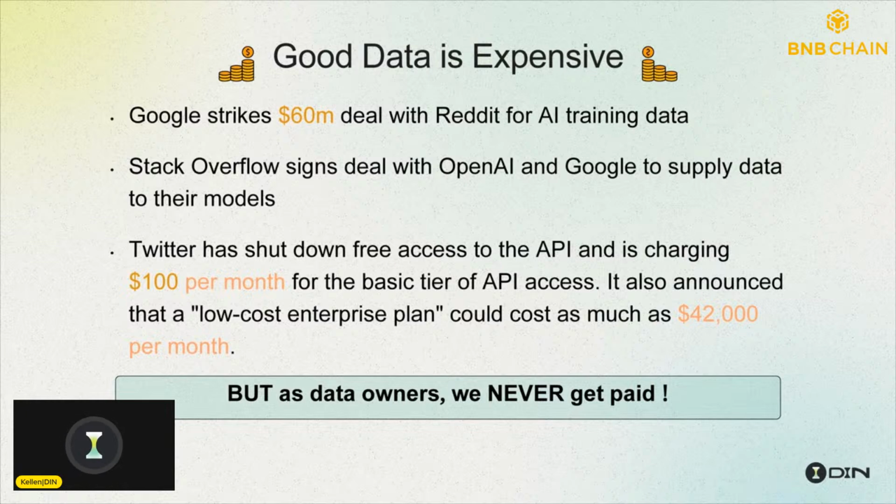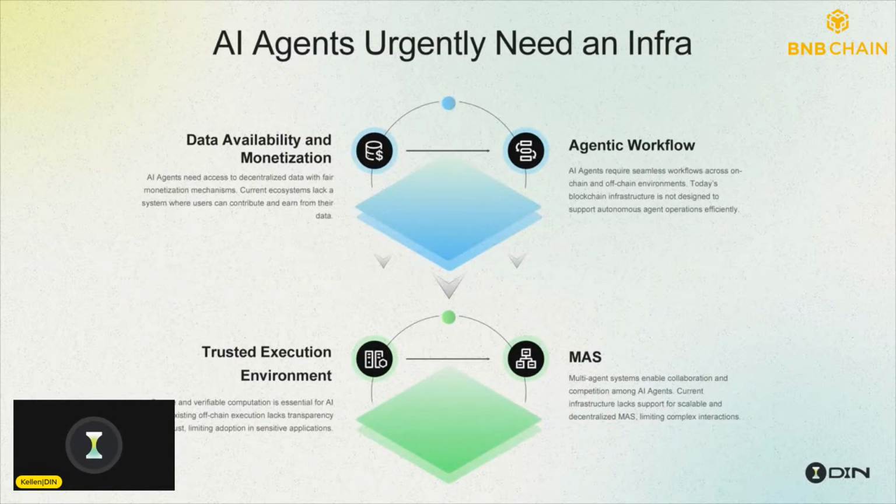So what do AI agents actually need to operate effectively? We can break it down. First and foremost, AI agents need access to decentralized data with fair monetization mechanism. Right now, the ecosystems out there don't offer a system where users can both contribute their data and earn from it. We aim to change that by creating an environment where data ownership is respected and data contributors are rewarded.